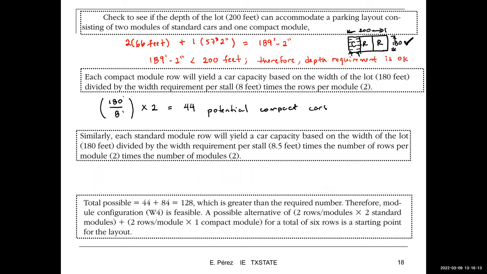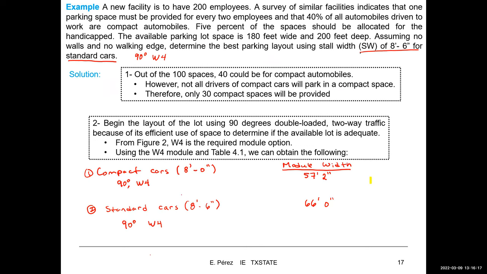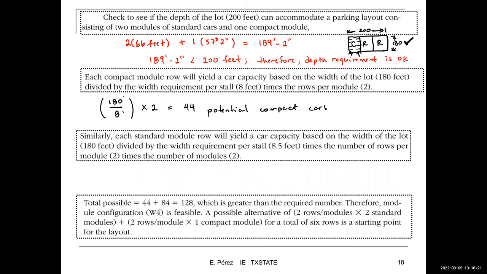Potential compact cars. We were shooting for how many, Teddy? Right? So we have 44, so we should be good. This number is going to decrease because we have to design for the circulation lanes. Okay, so that will remove some of these parking spaces.